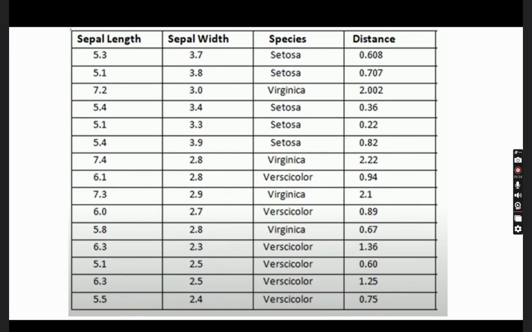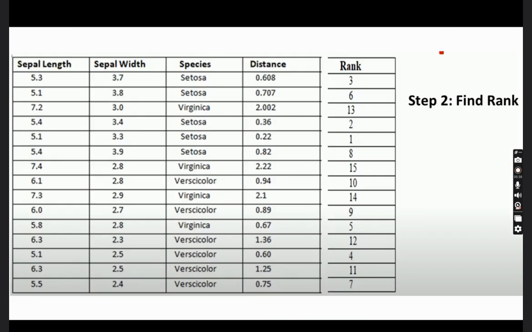The next step is finding the rank based on the shortest distance. Here the shortest distance is 0.22, so it is ranked as 1. Likewise, you have to find the next shortest distance, which is 0.36, which is ranked as 2. Likewise, we have to rank all the values based on the shortest distance we have calculated in the previous step.